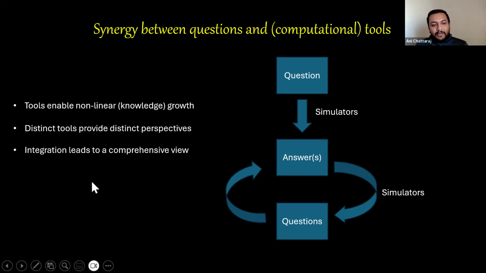Another interesting point here is that if you use distinct kinds of tools, each tool can give you a distinct kind of perspective. And once you merge them together, once you integrate those pictures, you can get a comprehensive view. So that will be one of the themes of my current talk: I'll try to show how we can use different kinds of tools to arrive at a comprehensive view of a given scientific problem.